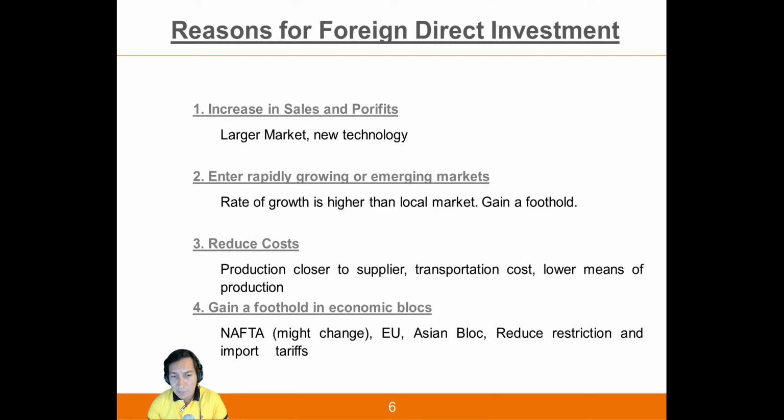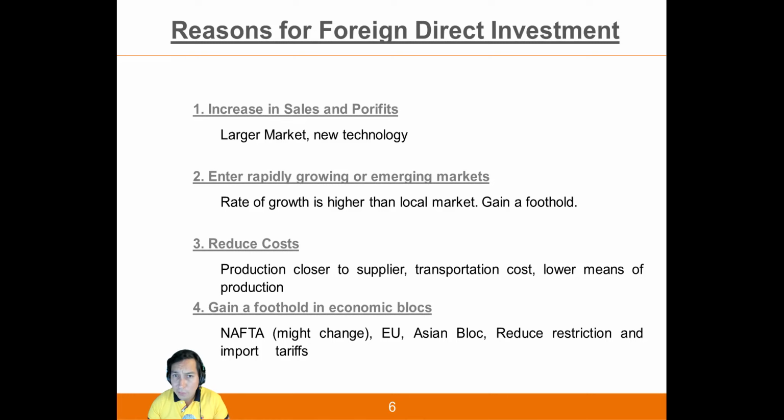Gain a foothold in economic blocks. What are the economic blocks? It could be NAFTA. It could be the EU. It could be the Asian bloc. The Asian bloc is China, Malaysia, and others. And once you get a foothold in there, then you would have access to the whole block. You want to reduce restrictions on your product, or you might be able to remove some import tariffs.